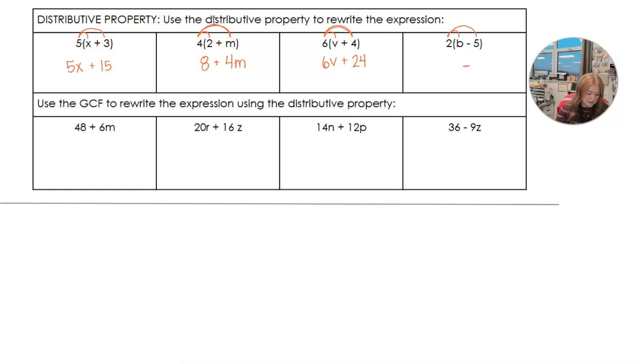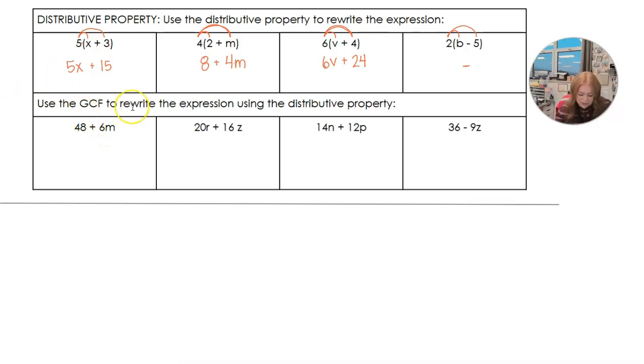So our next part, we're going to work backwards now, and we're going to use the GCF, their greatest common factor, and we're going to rewrite the expression to turn it back into the distributive property. So it's giving us the answer after it's been distributed. We've got to go backwards to see what did it look like before. So here, right, these numbers out in front are their factors. And then we're trying to pull it out and find what was that number that needs to go in front.